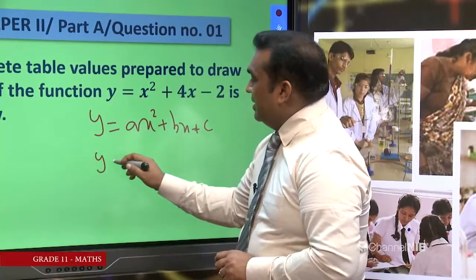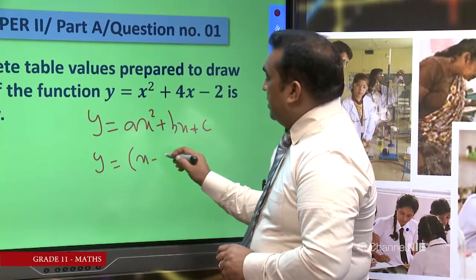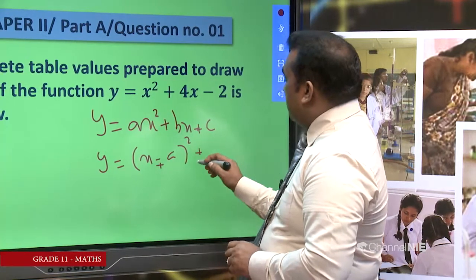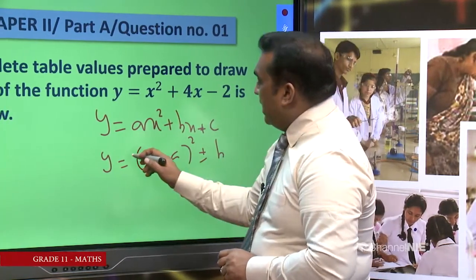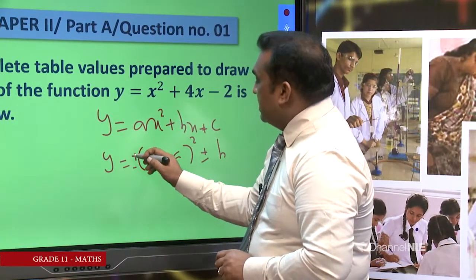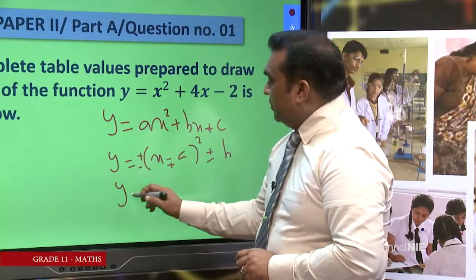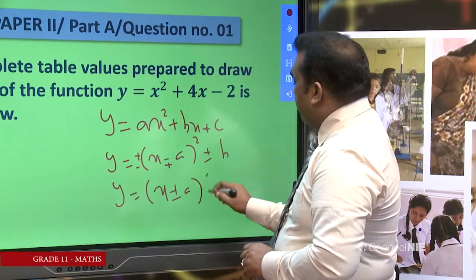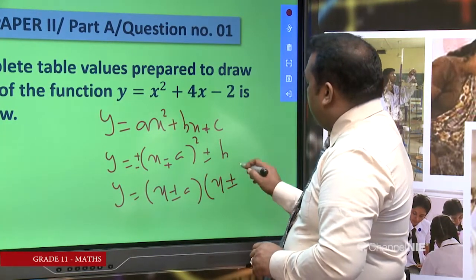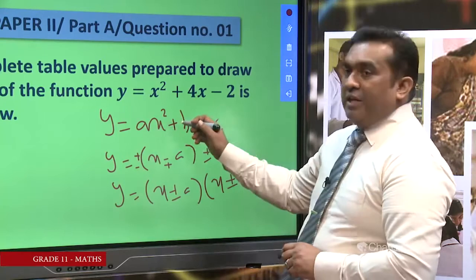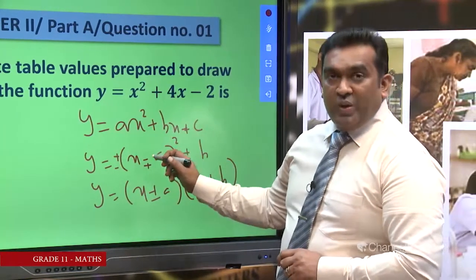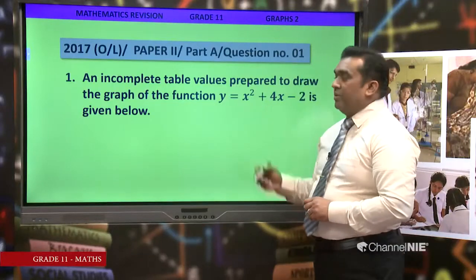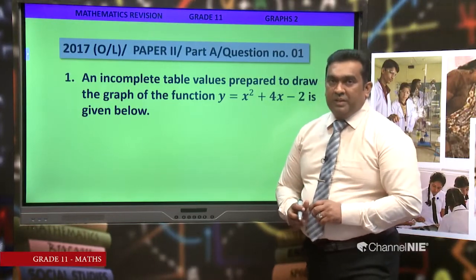Then this one, x minus a squared, here plus or minus. Sometimes you may have plus or minus here. Then factor form, x plus or minus a, x plus or minus b. Quadratic form, perfect square form and factor form. Here you have a quadratic form.